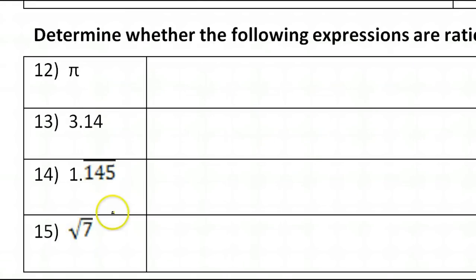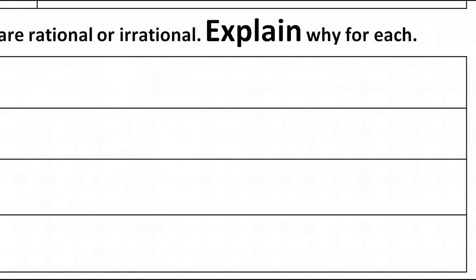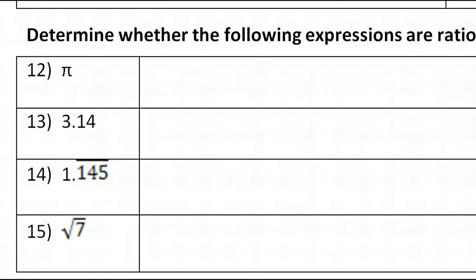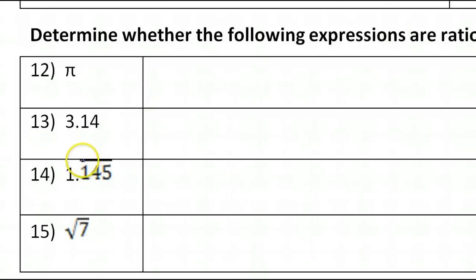Alright, for these last 4, we're supposed to identify these as rational or irrational. And if they are, we have to explain why in each case. On number 14, I hope you can see that there's a bar over here for repeating. Should make that more clear. Anyway, let me just give a brief reminder of how rational and irrational work.